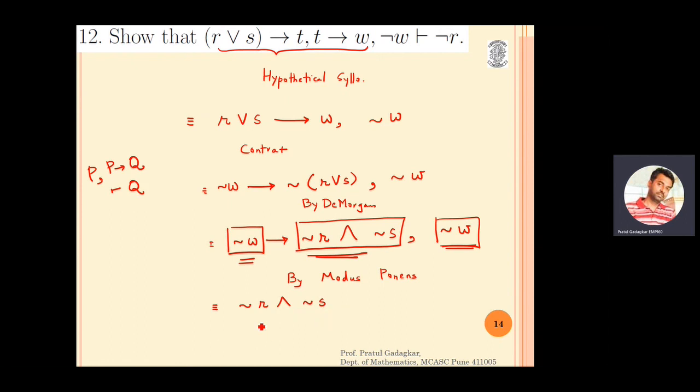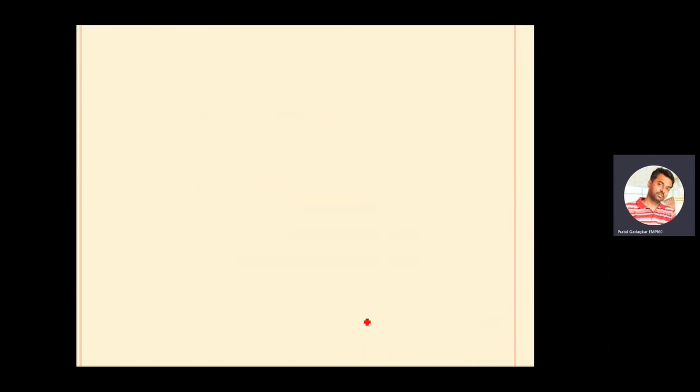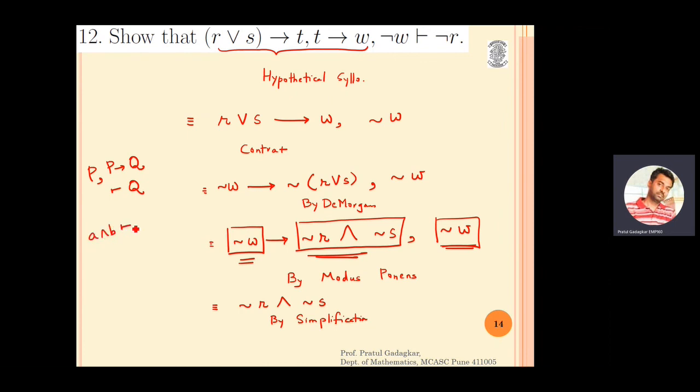Okay, and this by simplification, I know what is simplification. Simplification says that if you have A and B, then you can write either A or B, whichever is convenient to you. So by simplification, I can write negation R also. By simplification, I can write negation S also, but I'm going to write negation R because that is what is expected. That is what is asked. Even if it had been negation S here, the argument would still be correct. If it had been negation R, still it is correct. So the argument is again a valid argument and hence we have proved it. Okay, so this is how you show the argument is valid.